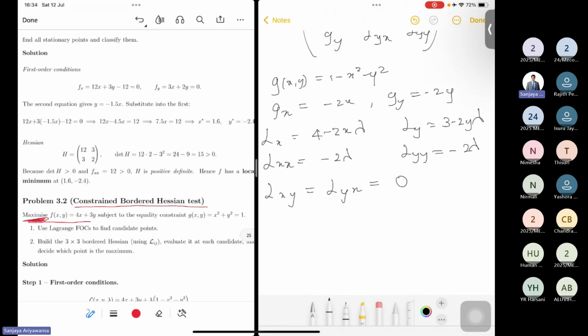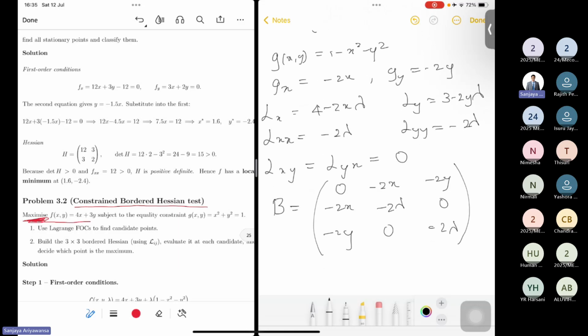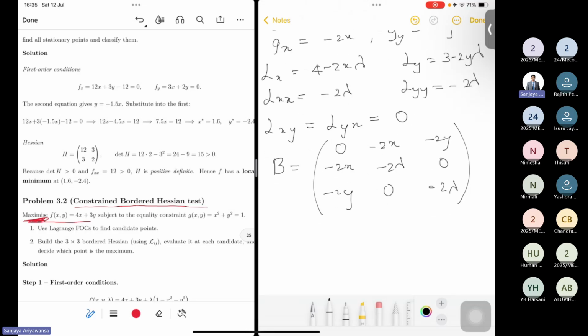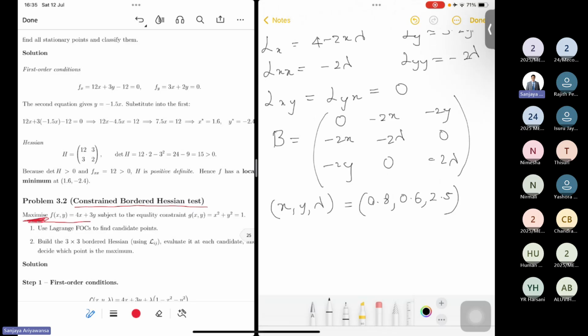So I substitute. For my B: 0, then gx which is minus 2x, gy which is minus 2y, minus 2x, minus 2y. Lxx is minus 2 lambda. Lxy is 0. Lyx is also 0. Lyy is minus 2 lambda. So now I have two candidates of values for x, y, and lambda. The first candidate is x, y, lambda equal to the plus values, plus 0.8, plus 0.6, and plus 2.5.